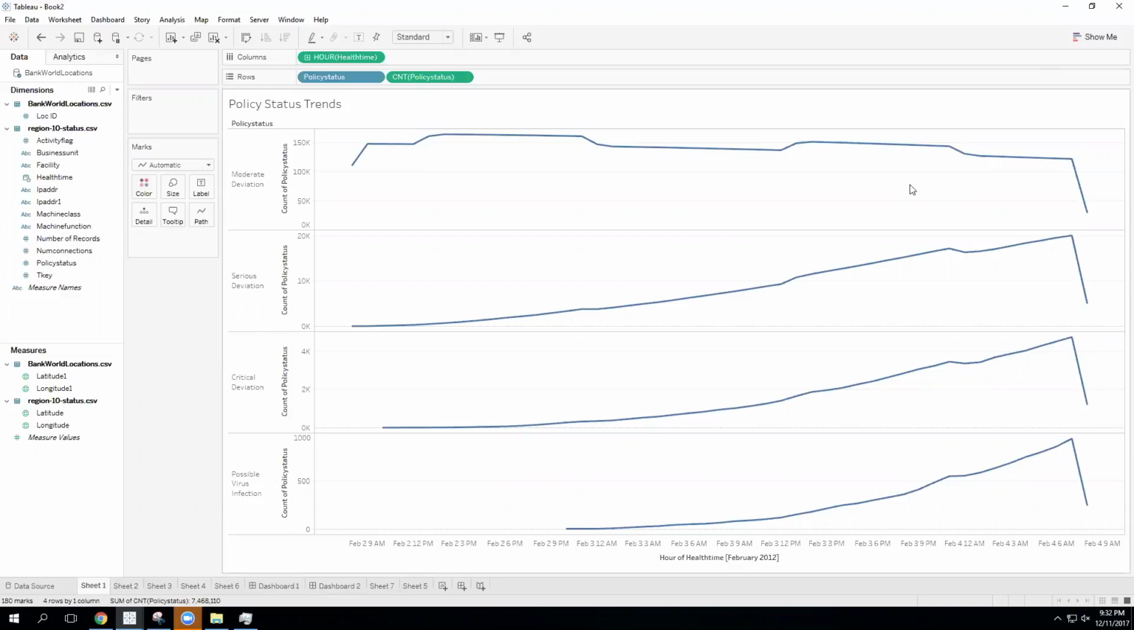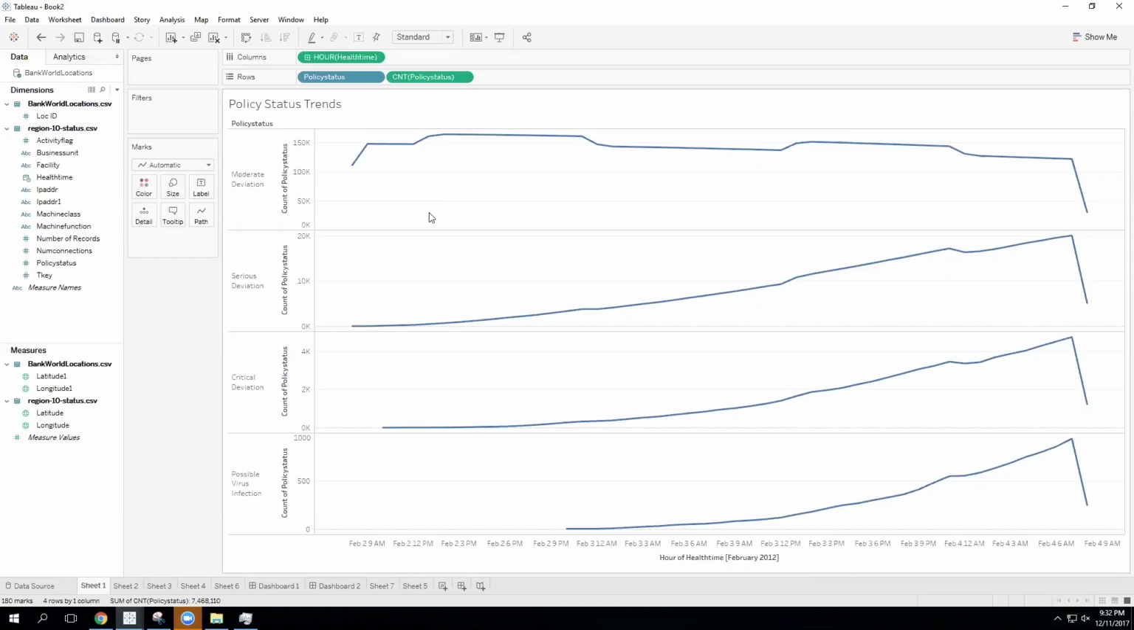So for task 3, our group had to design visualizations and interactions to allow the analysts to understand how the network changed over time. We also had to highlight 3 potential anomalies in the network and provide a visualization for those. For the first one, we were looking at policy status and the trends over the 2-day period. So we created this visualization right here to show how the different policy statuses changed from the beginning of February 2nd to the beginning of February 4th.